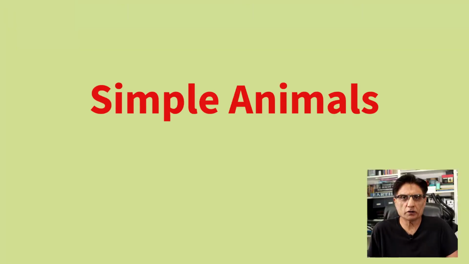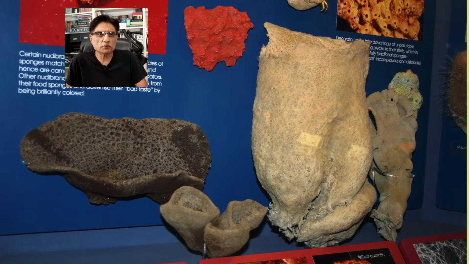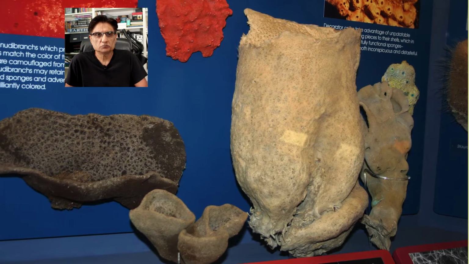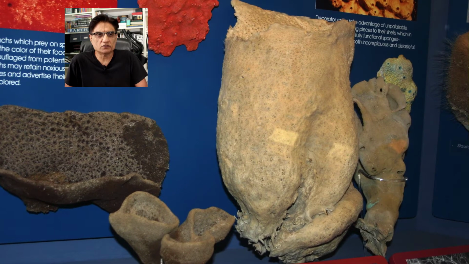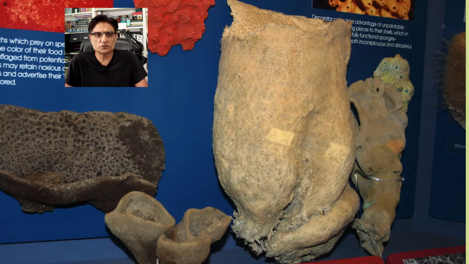Animal kingdom is made up of a diverse group of organisms. Some of them are very simple, others are very complex. First, we are going to look at some simple animals. Sponges are the simplest animals on the planet. No systems, no brains, no hearts. In other words, it's just a colony of cells.